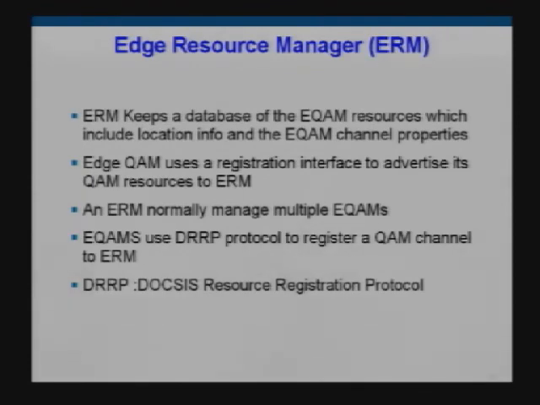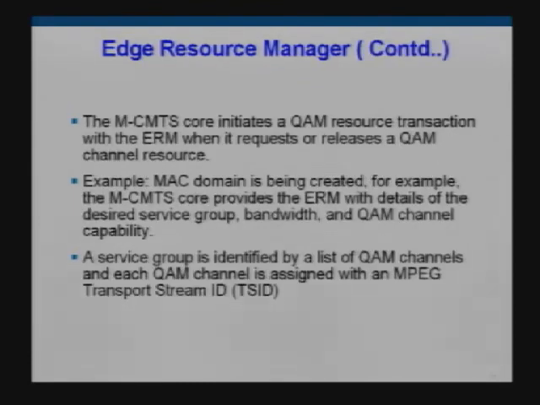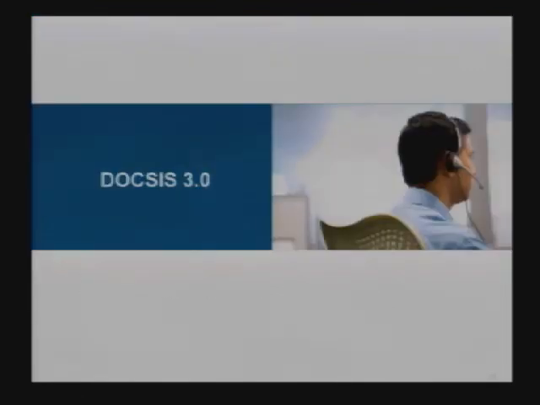DRRP, or DOCSIS Resource Registration Protocol, is used to accomplish the same. Two interactions happen: one is reservation and the second is release. That is why it is mentioned in this case, and an example is also provided for the reservation case. Any more questions before we move forward into DOCSIS 3.0 details?